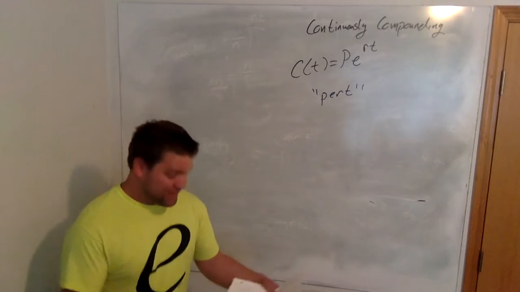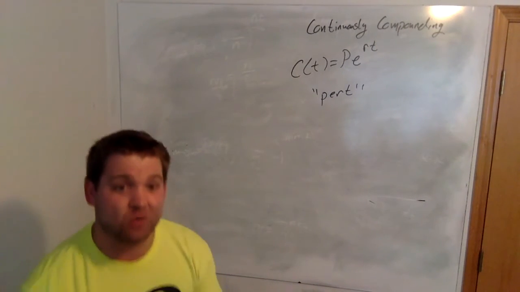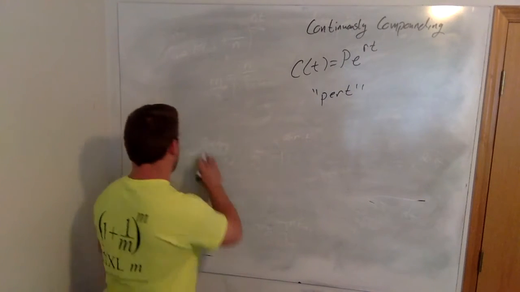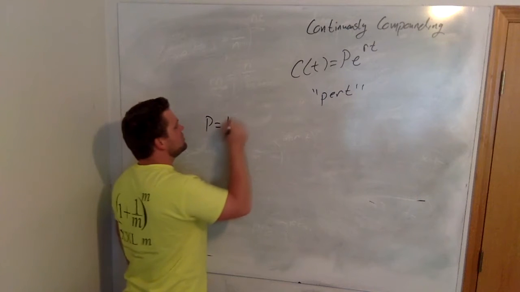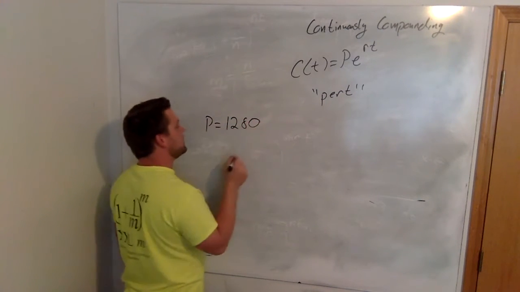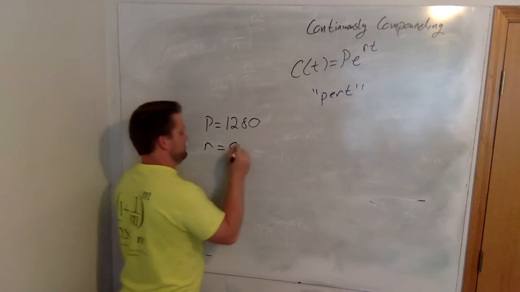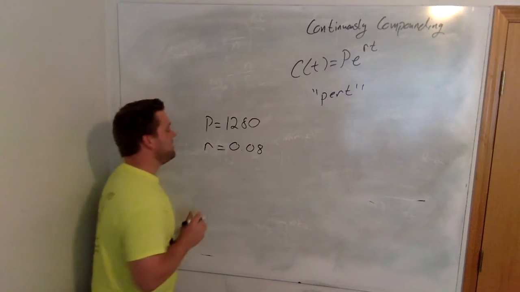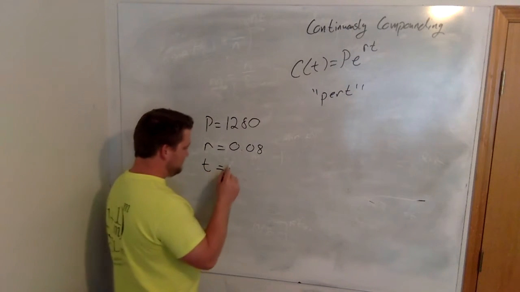Let's test it out. What did we have in our last example, in the last video when we brute forced something like this? Grandma put $1,280 in our bank account. Our interest rate was 8%, and we wanted to know what happened after 18 years.